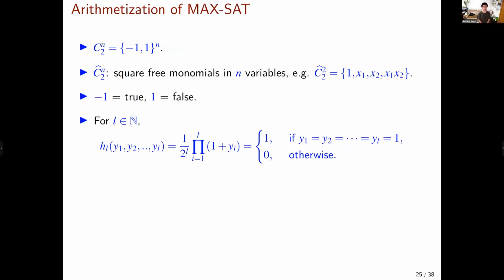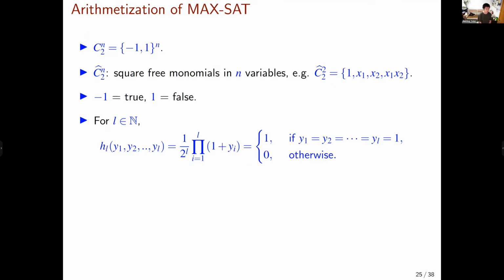So how can we change the max-SAT problem into a function on a finite abelian group? Let's define C_2^n to be the n-fold direct product of the group whose elements are -1 and 1. Then the Fourier basis of the group C_2^n is the square-free monomials in n variables. For example, the Fourier basis of C_2^2 equals 1, x1, x2, and x1 times x2. We set -1 to be true and 1 to be false.